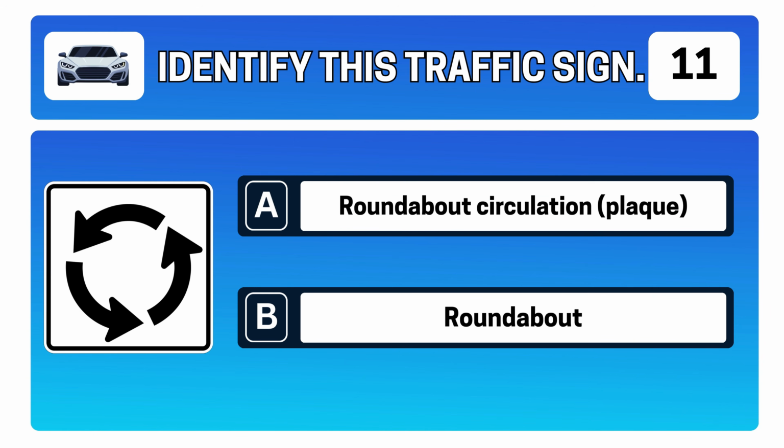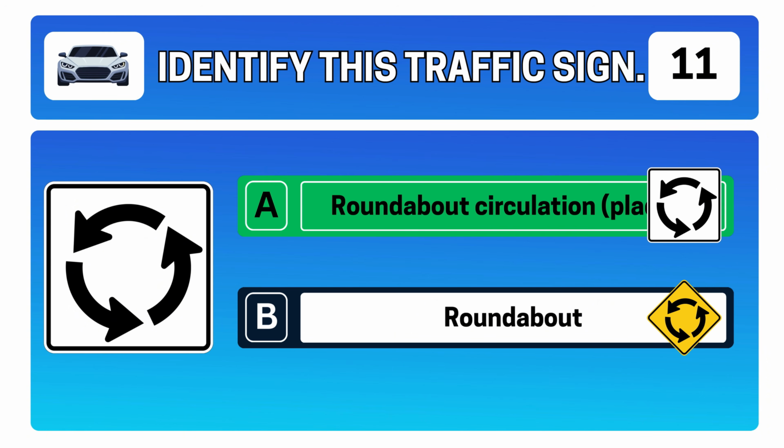Identify this traffic sign. A. Roundabout circulation, plaque. B. Roundabout. Good catch. It is the roundabout circulation plaque sign.